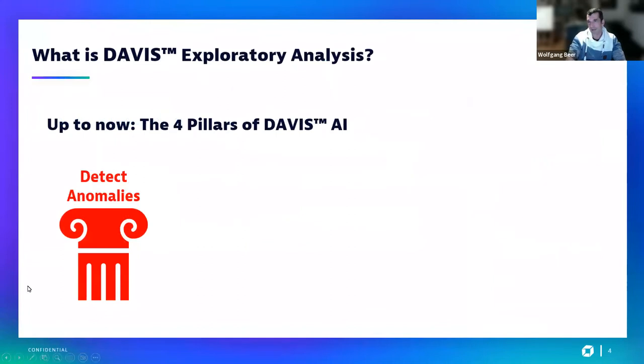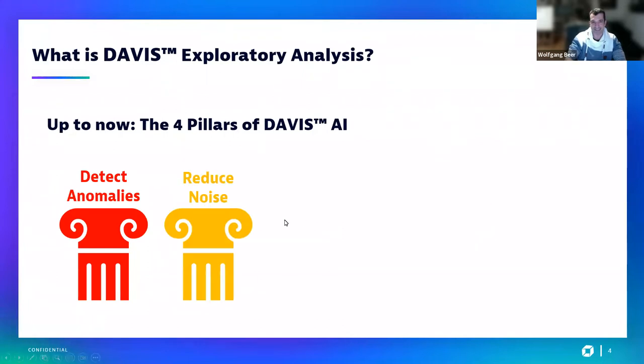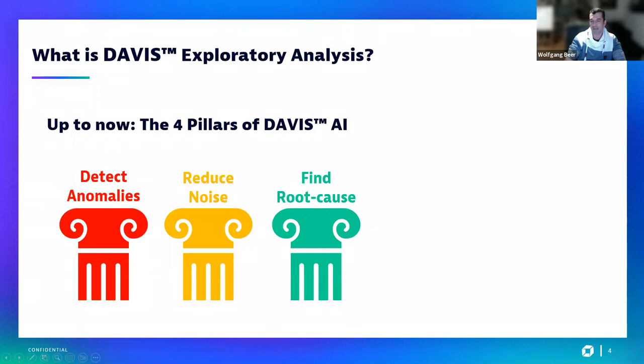I put that slide about the pillars into this session today in order to not confuse you about the existing versus the new functionality. What I presented over the past year and a half were the four pillars of the existing Davis AI engine that we have had within the Dynatrace core platform for years. It's about detecting anomalies, and also about reducing noise by merging single events and grouping them together into a consistent problem structure.